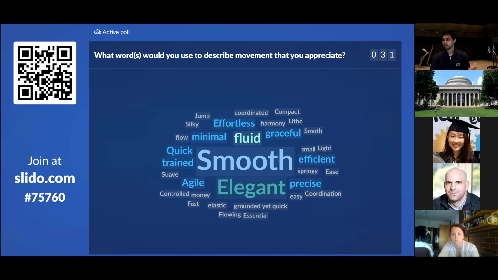Okay, so fluid, graceful, effortless, minimal, smooth, elegant, efficient. Somehow all of these seem to go together. That's the point I want you to appreciate from this word cloud that we collected from everyone. I know I sort of biased you towards elegant by using those words, but let's try to see if somehow efficiency and elegance are connected, and if so, what principles can we use to understand that sort of connection. This will be more and more clear throughout the course.